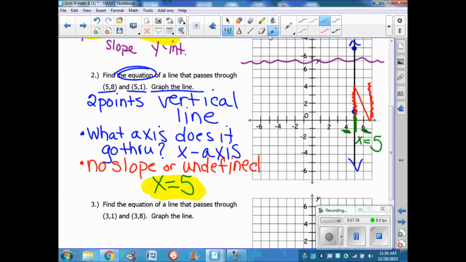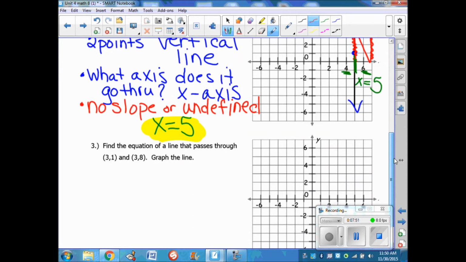Some of you might have picked up on the pattern right here. What's in common? Right there. 5 and 5, done. X equals 5. It's a vertical line. Okay. All right.